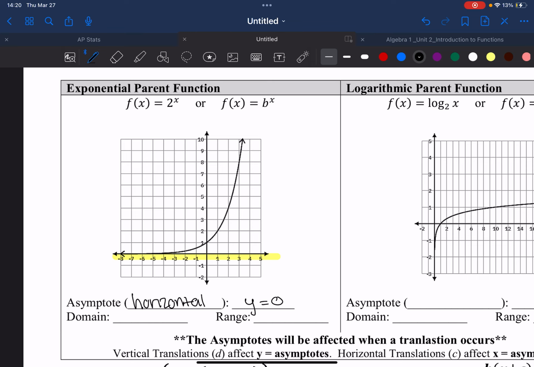Our domain is always going to be all real numbers. And our range is based off of the asymptote. So since the asymptote is at y is equal to 0, that means our function doesn't go below that 0. So this is going to be 0 to infinity with a parenthesis indicating that we do not include this value.